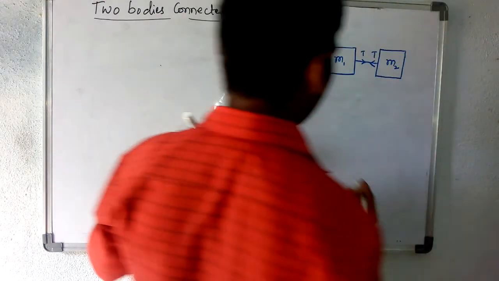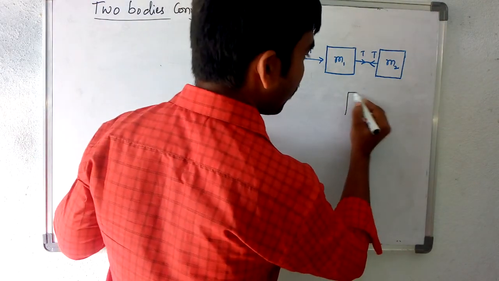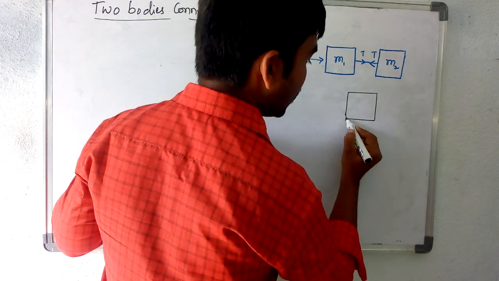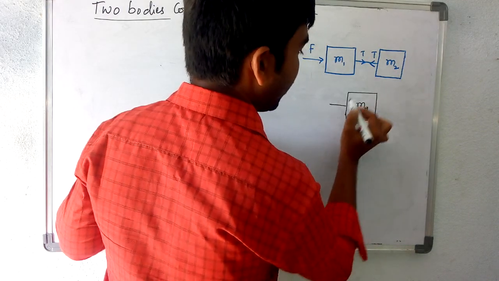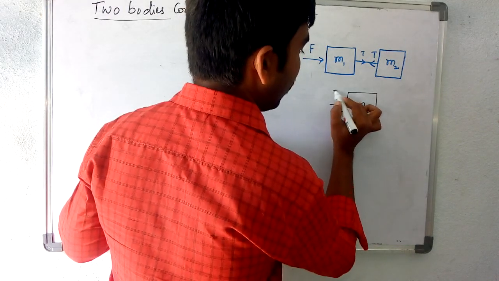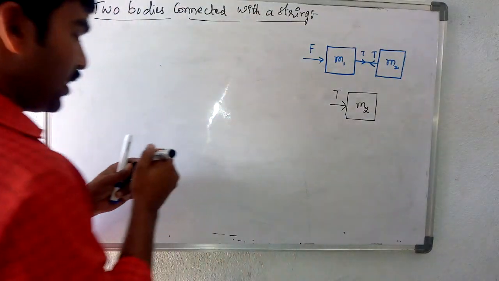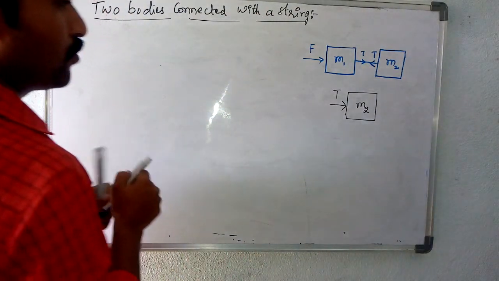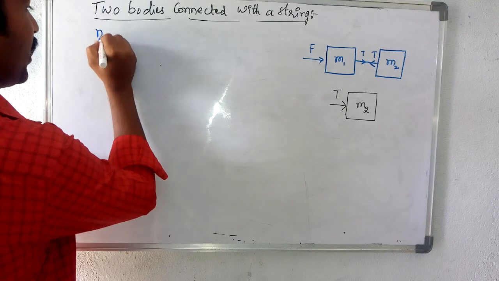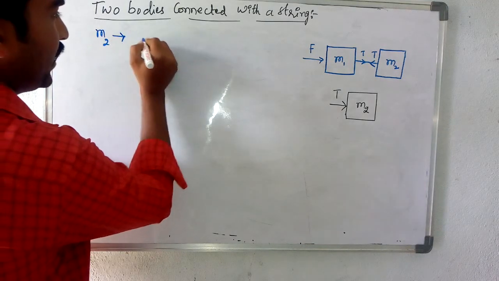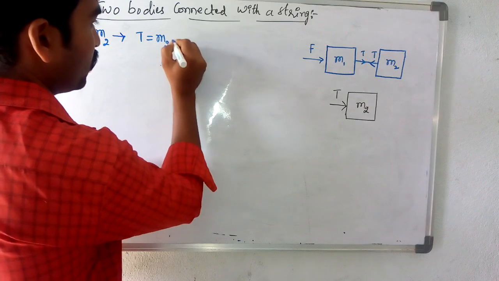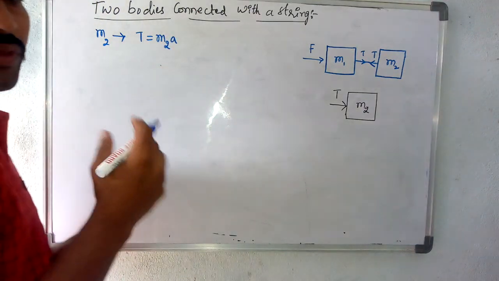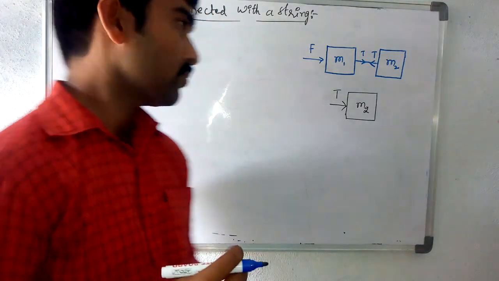The free body diagram I am taking here. This is the M2 free body diagram in this way. This is the tensional force. Based on the free body diagram of M2, T is equal to M2 into A, based on the F is equal to MA formula. Equation 2.